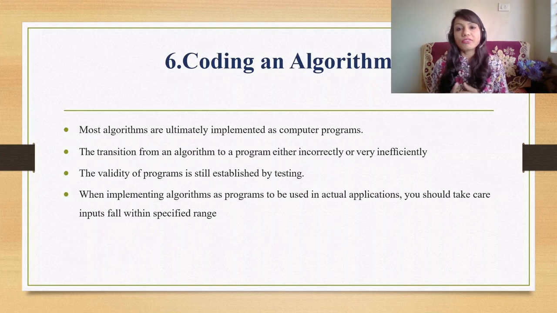The third one was how you specify the algorithm. Then after specifying, you should check the correctness. After checking the correctness, you analyze the algorithm for its efficiency, simplicity and generality. And then finally you can code the algorithm into a program. Again you have to check whether the program is right or not. So hope you have understood all the steps required to design and analyze an algorithm.